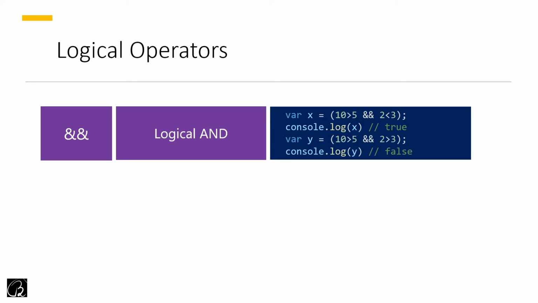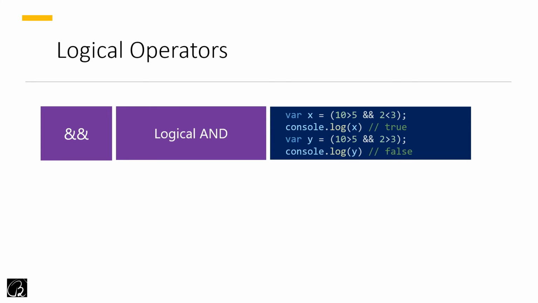So here I am checking 10 greater than 5, right? It is true. We have another condition on the right side, that is 2 less than 3. That is also true. So if both are true, then my x value would be true. But in case of y, the first statement is true, no doubt about it, but it will also check the next statement, that is 2 greater than 3. That is false, so it will return false.